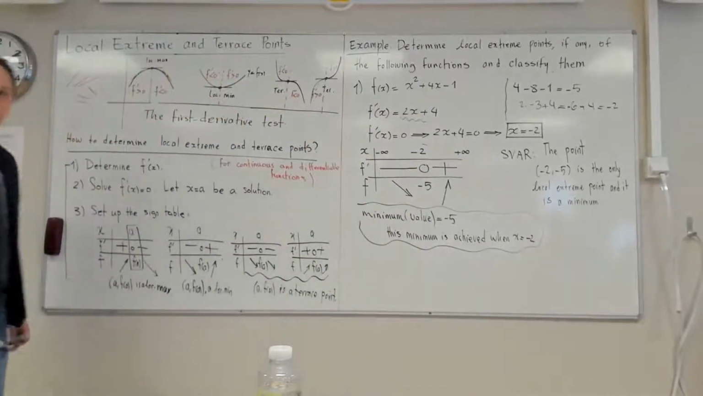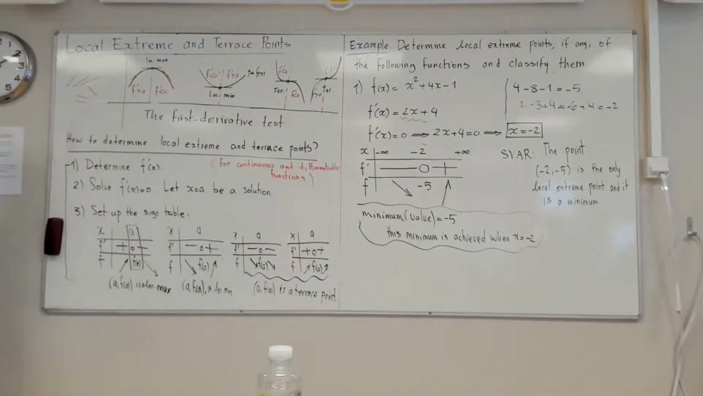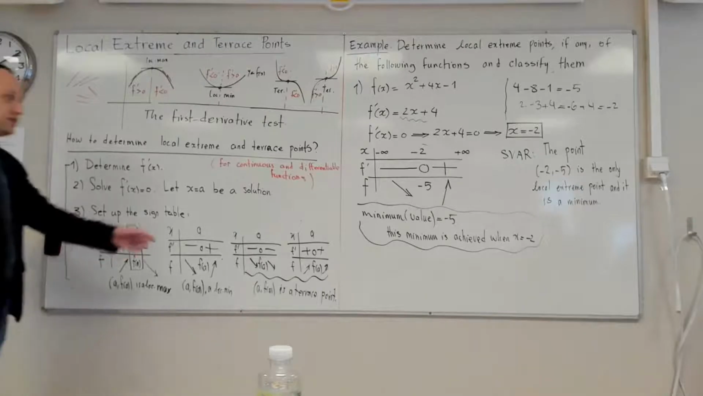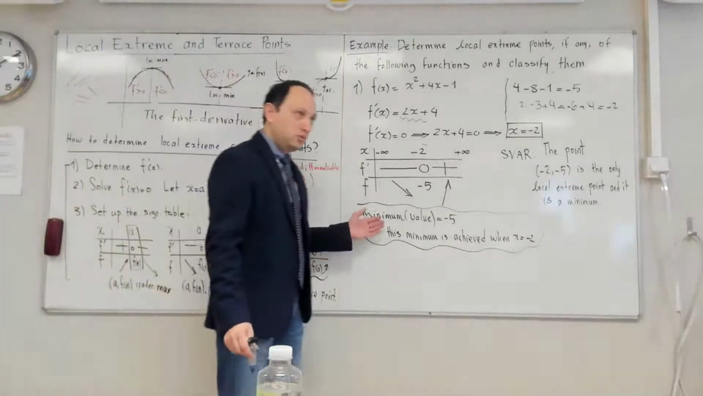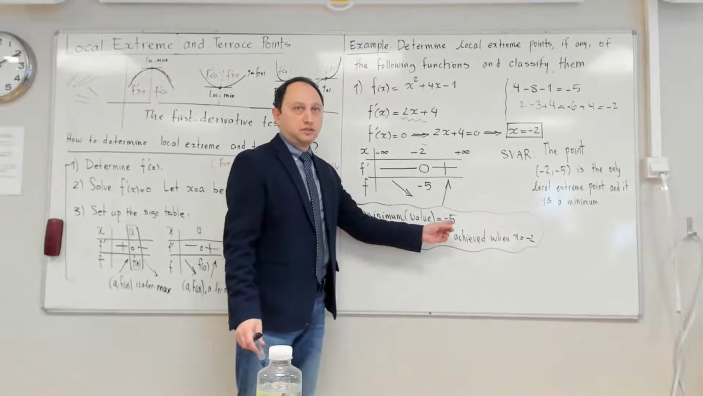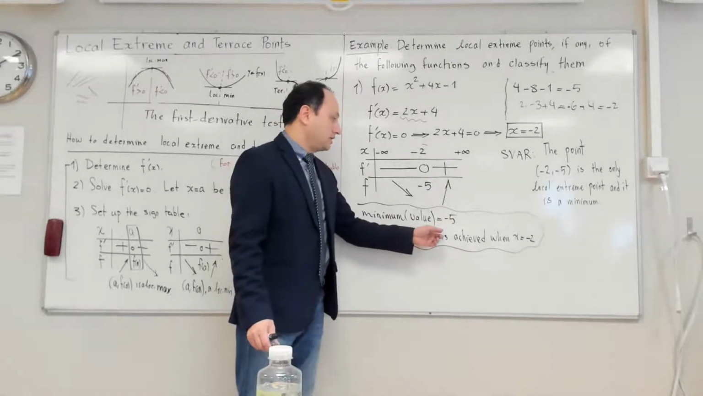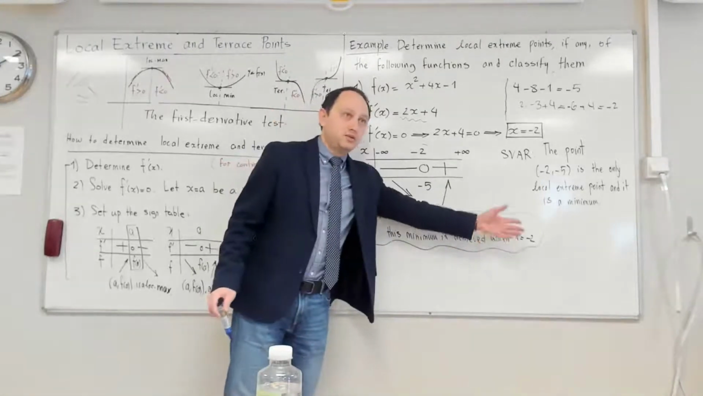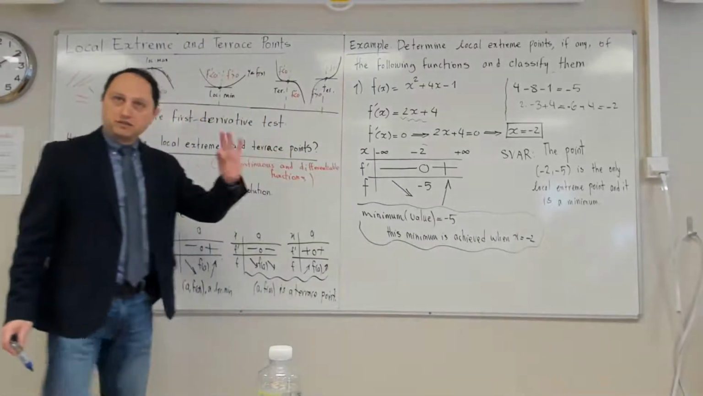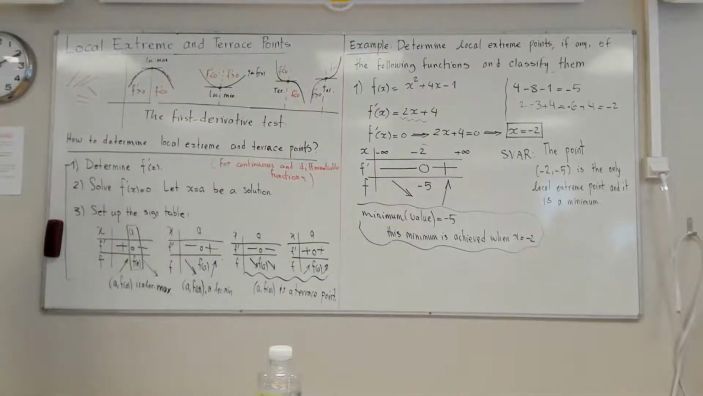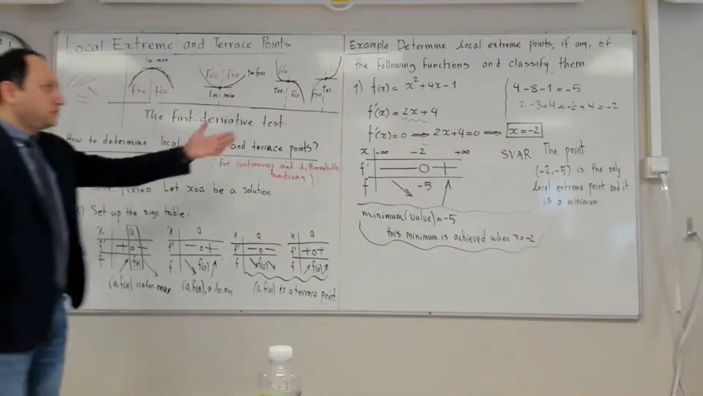If I ask you about the point, you have to express both x and y coordinates. If I ask you the minimum value, I mean the y value. When I ask you this minimum is achieved where, you should say x equal to -2. So these are three different sentences that you need to use. Is that clear? So this is a prototype example.